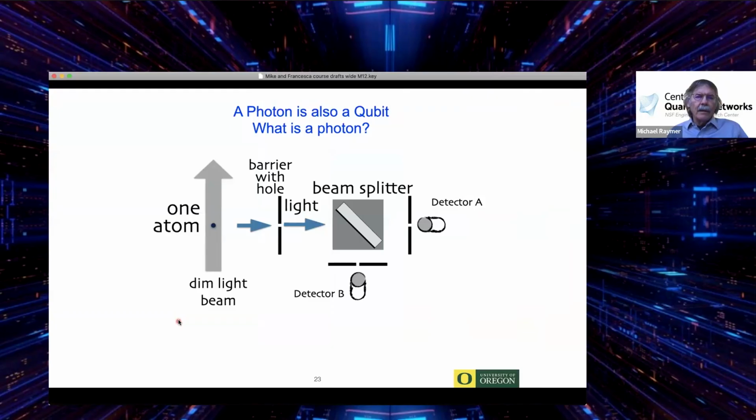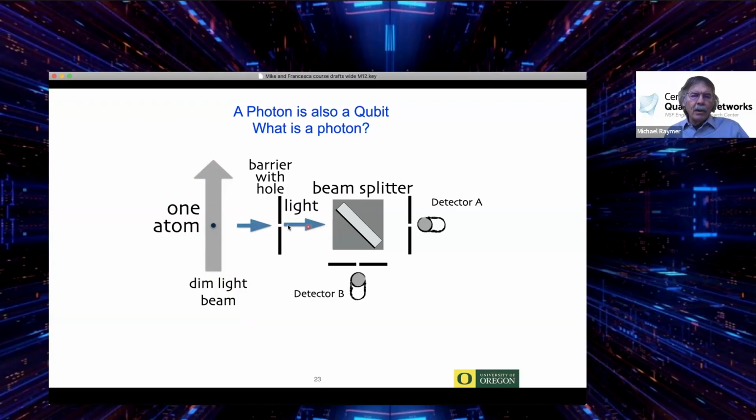So what is a photon? Well, as I said, it's a particle of light. Let's think about how we would do an experiment. This experiment was actually done in the 1980s, in Paris, France, I believe. You have a single atom floating in a vacuum chamber, and you shine a very dim light beam at it. It could be a laser, or it could be a light bulb. Sometimes this atom will absorb some light, and then it will emit a photon in some direction, any old direction. But there's a barrier here with a small hole in it, and sometimes light goes through this hole.